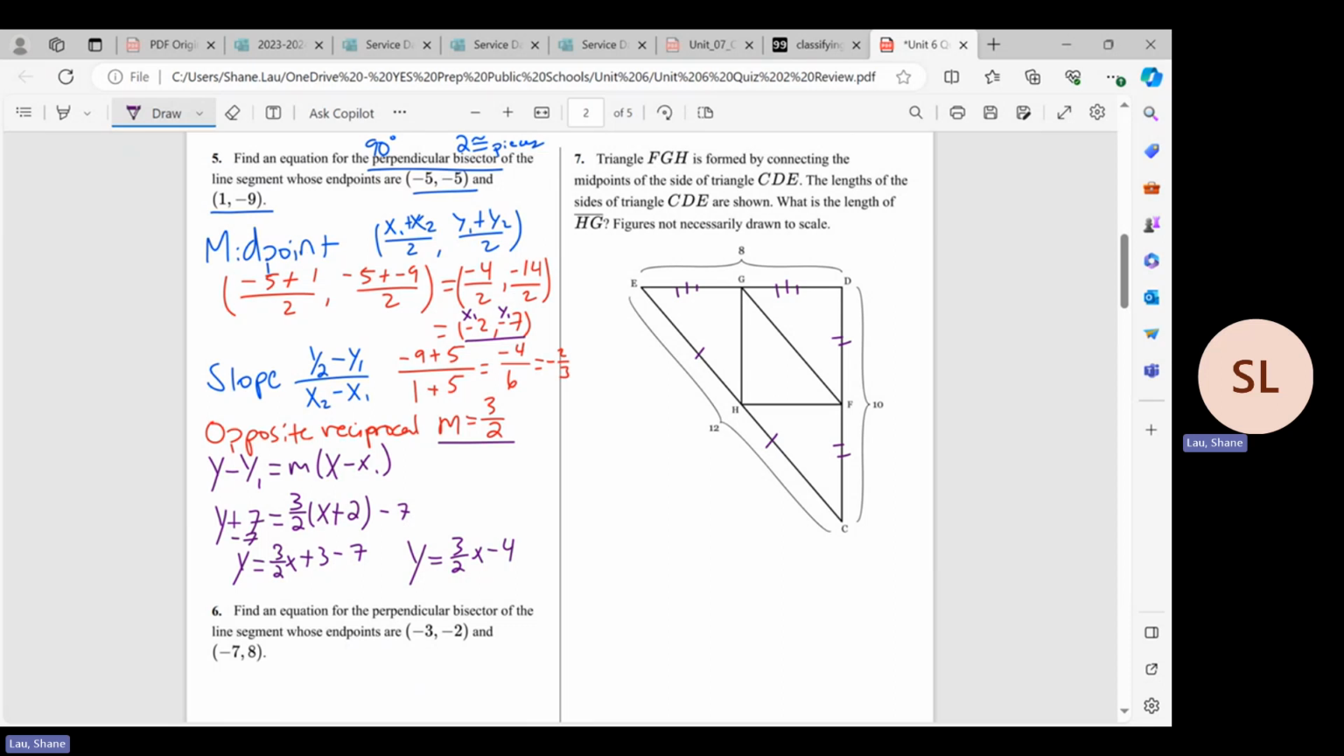And so what I mean by that is that this segment HG, that's the one we're looking for. Segment HG is actually congruent with DF and FC. The same thing is true about EG, GD, and HF, and EH, HC, and GF. So that's the interesting thing about this mid-segment triangle here, is that we have a lot of congruent parts here.